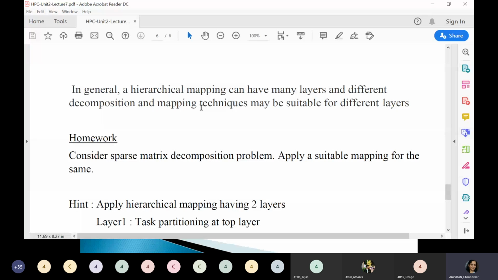You just learn it in a generic sense. With a number of layers, you can imagine that at each layer you can go for any of the mapping or decomposition techniques which I have taught you up till now. That is the difference between this hierarchical mapping and your previous case, the mapping totally based on task partitioning, the task dependency graph. So the example here is parallel quick sort. Okay.